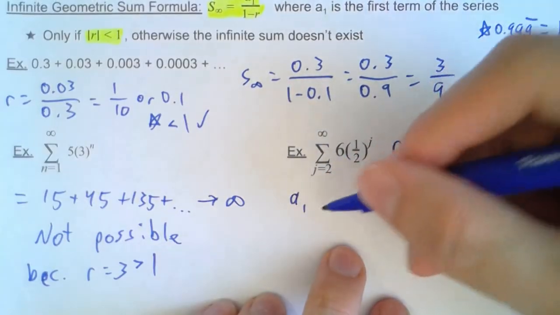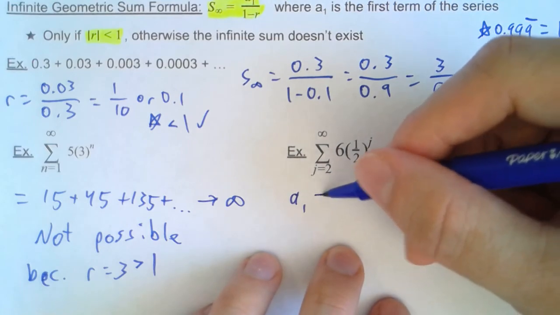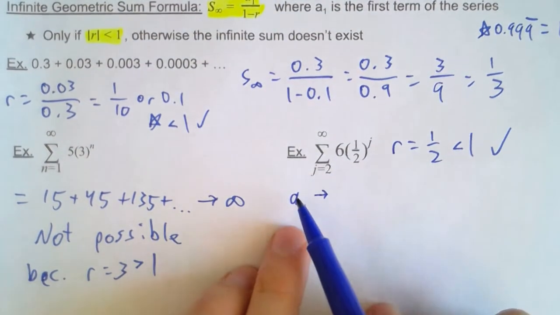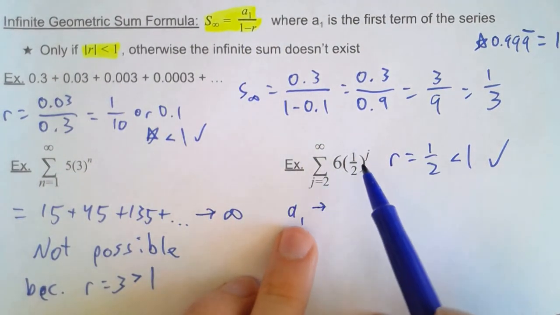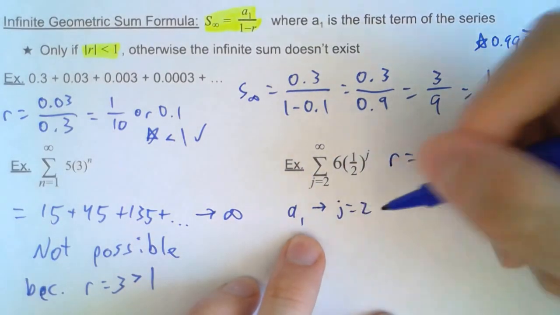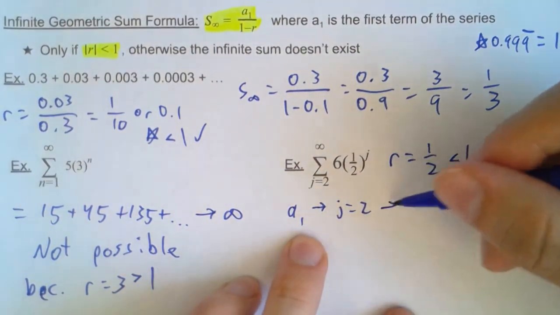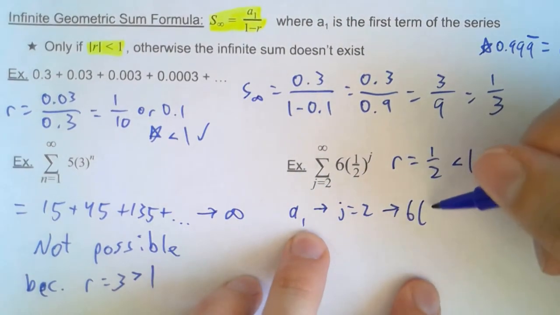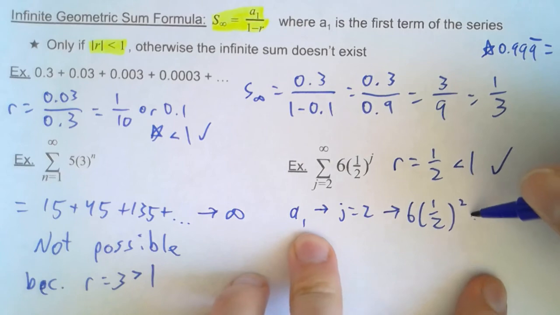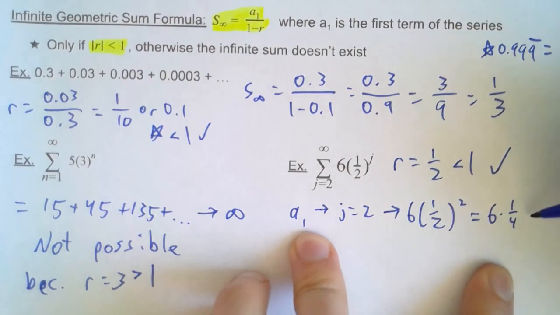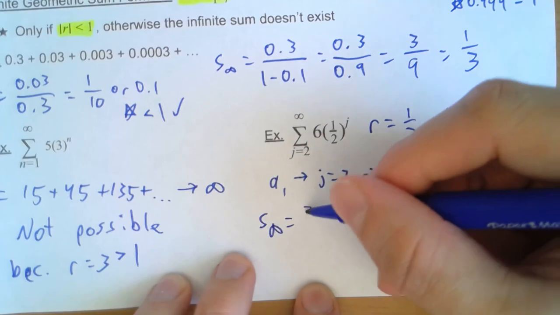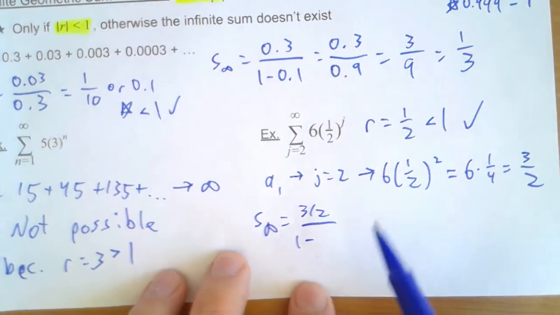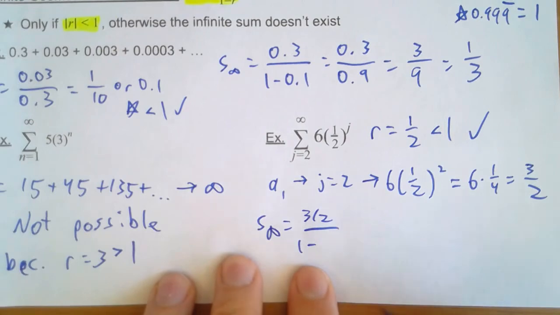So now notice that for the first term, we're going to use j equals 2 here. Even though it says a sub 1 in this formula right here, we're not going to plug in 1 into this formula. We're going to use whatever is on the bottom of the sigma. So if we use j equals 2, we'll have 6 times a half squared. So that's 6 times a fourth. So 6/4, 3/2.